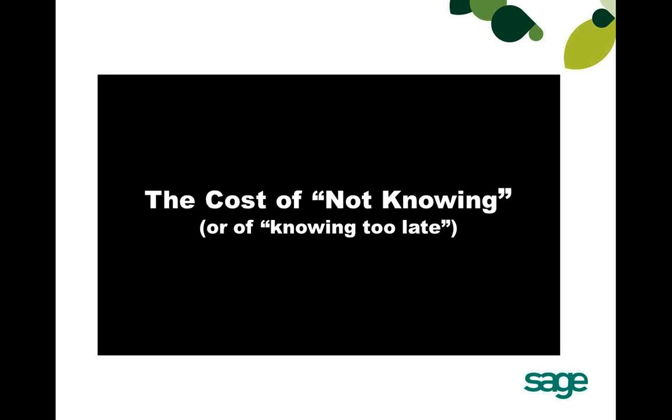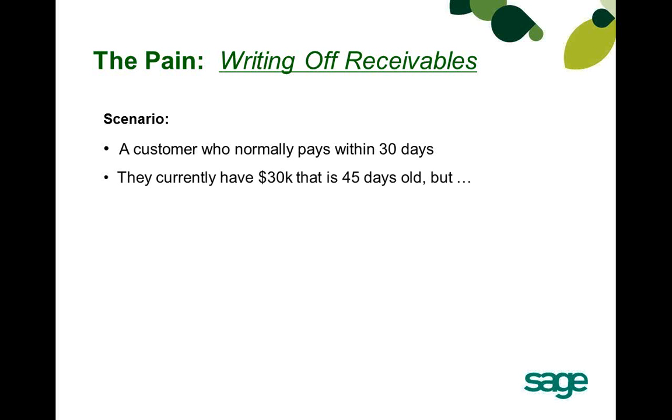Well, it is that concept of if only we had known that plays directly into an organization's need for a technology like Sage Alerts and Workflow. And in fact, we reduce scenarios like these into the concept of the cost of not knowing or of knowing too late. So consider the following business scenario. Let's say, for example, that your customers normally pay within 30 days. They have net 30 terms.